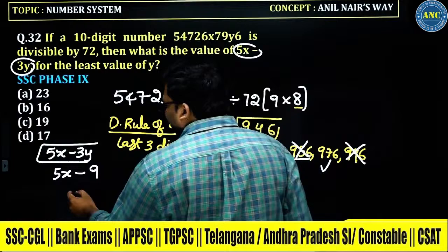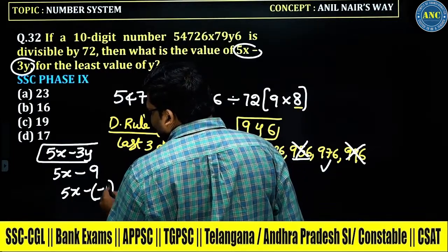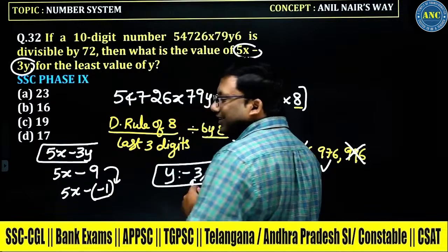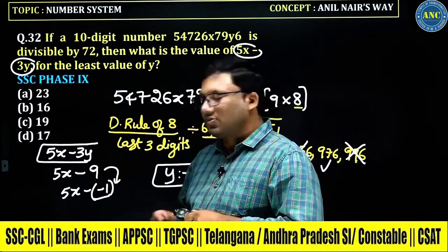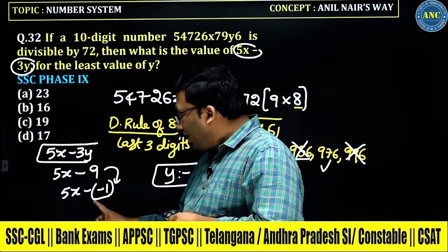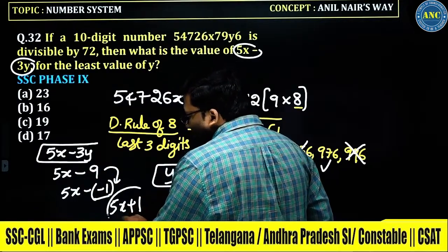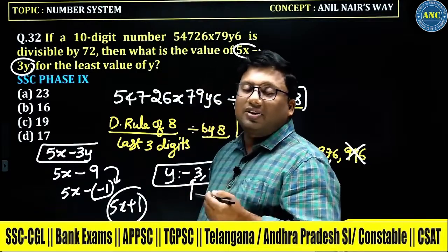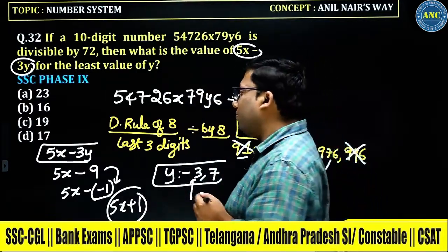Negative remainder, 5x minus of minus 1. How did we get this minus 1? 5 into 2 is 10, negative remainder, it is minus 1. That means the entire value should be 5 into something plus 1. No need to find the value of x. The answer when divided by 5, remainder should be 1.